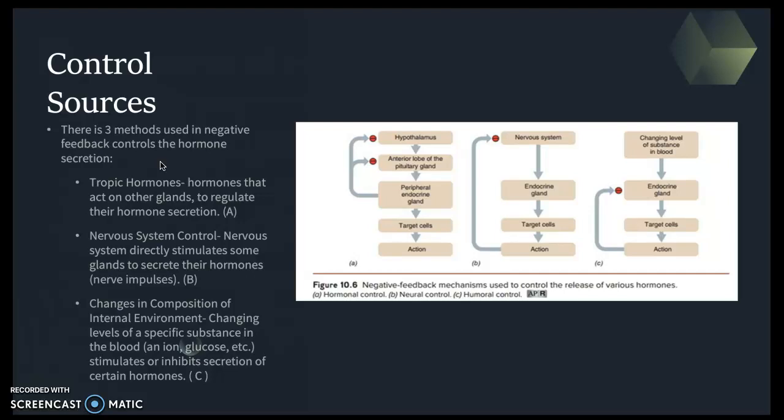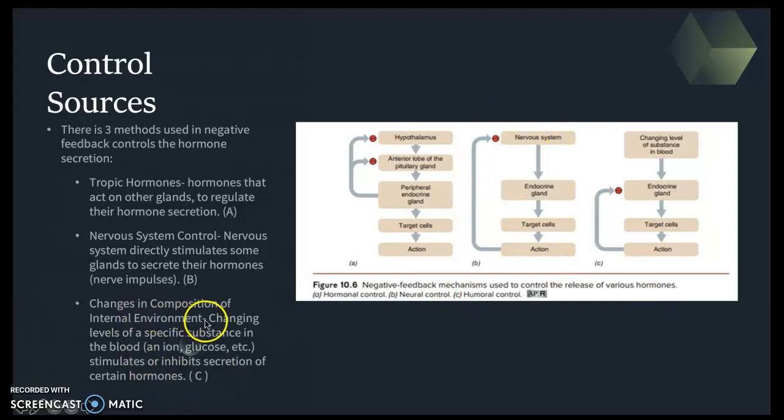There are tropic hormones, which are hormones that act on other glands to regulate their hormone secretion, which here is demonstrated in A, how it works down the tiers. Nervous system control: the nervous system directly stimulates some glands to secrete their hormones, like nerve impulses. It starts in the nervous system, then endocrine gland, target cells, action. So then it just repeats.